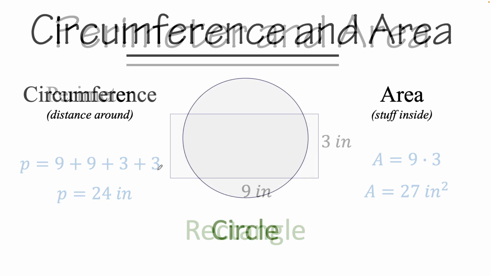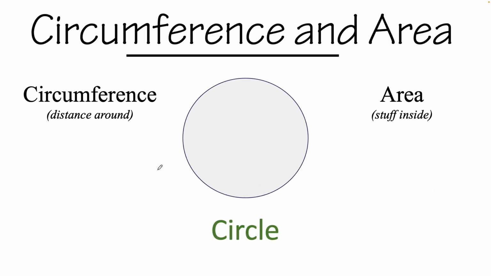All right, now a circle is not a polygon, remember? But we're still going to talk about it. Instead of calling it a perimeter, the distance around we call the circumference. It gets its own name. And then the area is still the stuff inside.